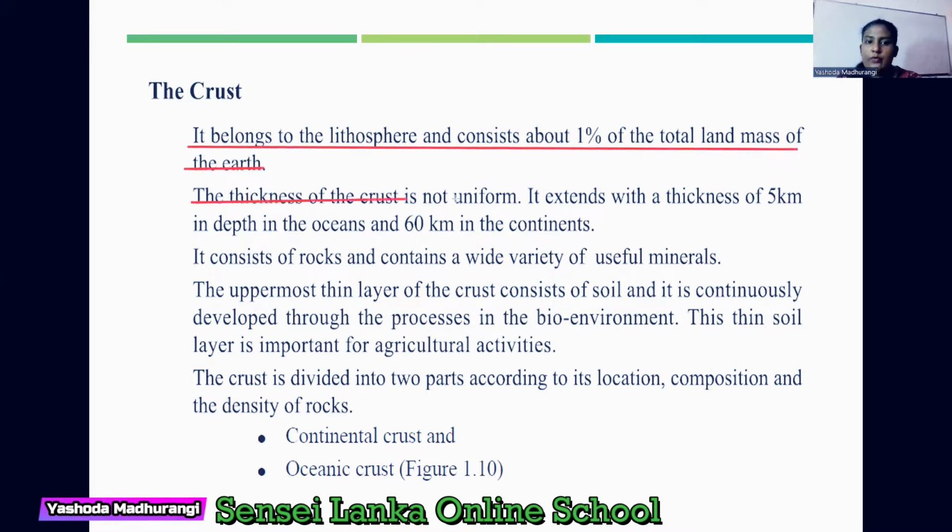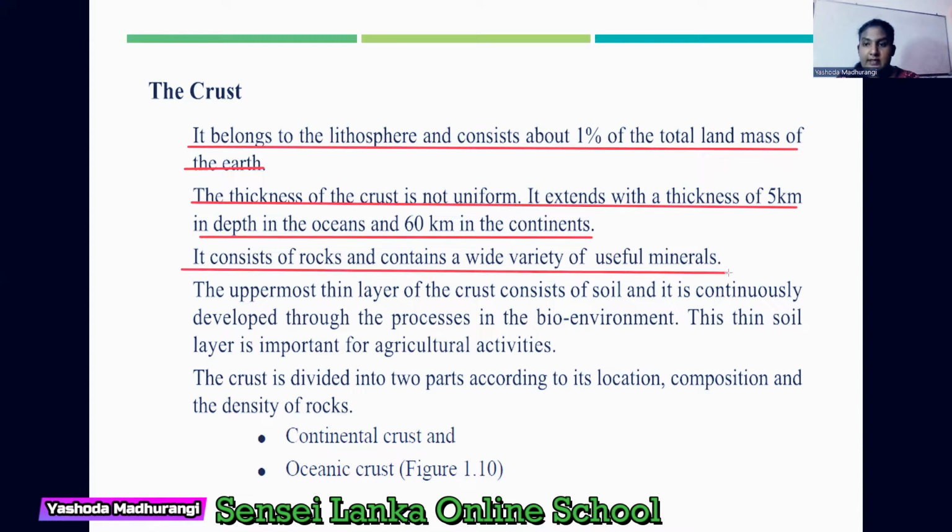The thickness of this crust is not uniform. It extends with a thickness of 5 kilometers in depth in the oceans and 60 kilometers in the continents. Look at the difference. It consists of rocks and contains a wide variety of useful minerals. Not one mineral, not two. There is a wide variety of minerals. We can use them. We can see gems, we can see silica, like that.